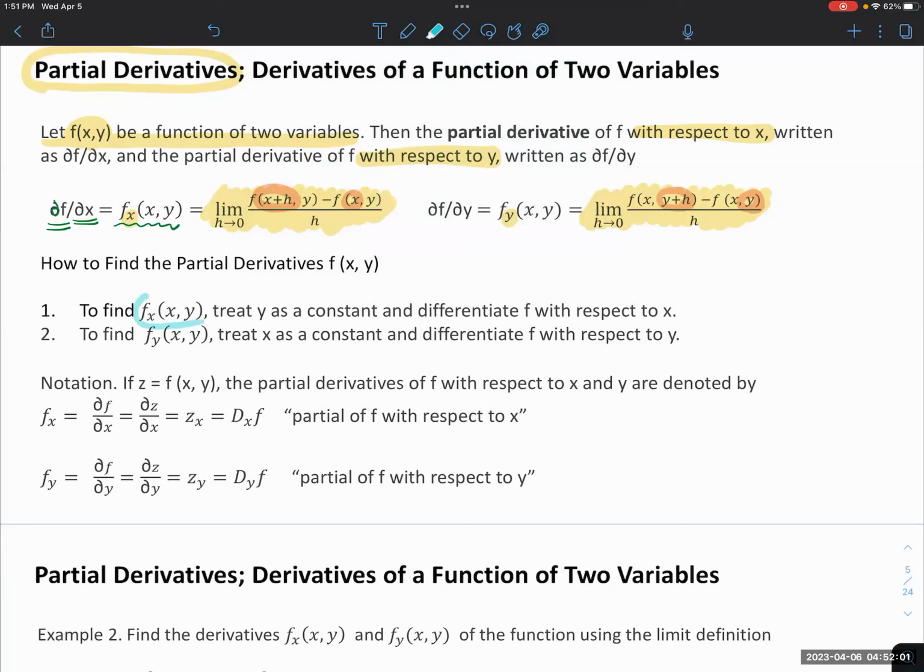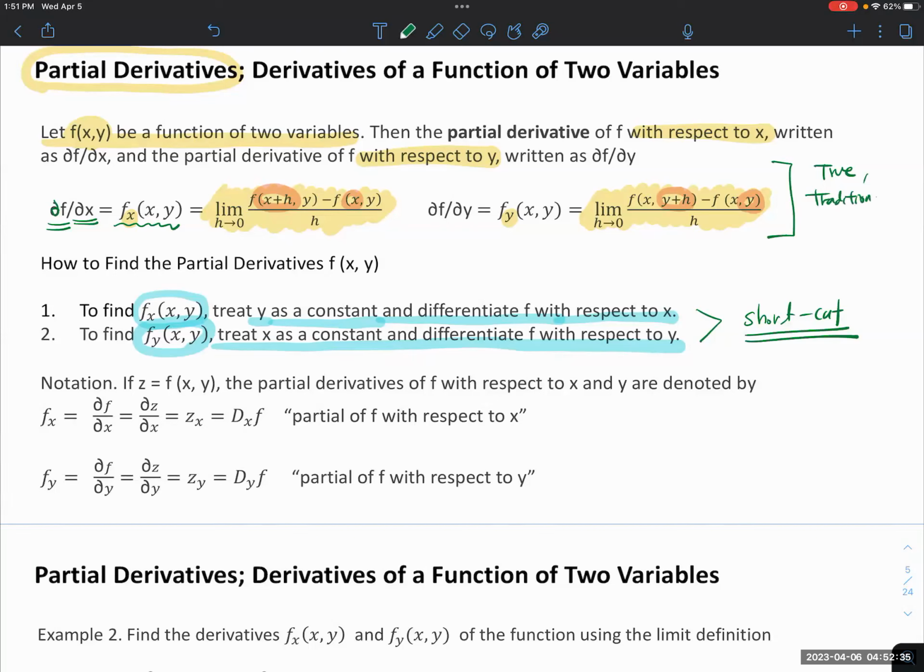To find f sub x of x comma y, we are writing: treat y as a constant and differentiate f with respect to x. It sounds a little bit awkward, but I will show you what they mean. You're going to treat x as a constant and take the derivative only with respect to the y variable. This actually explains the shortcut, and I will show you the shortcut very soon. This is the very traditional definition of partial differentiation, right?